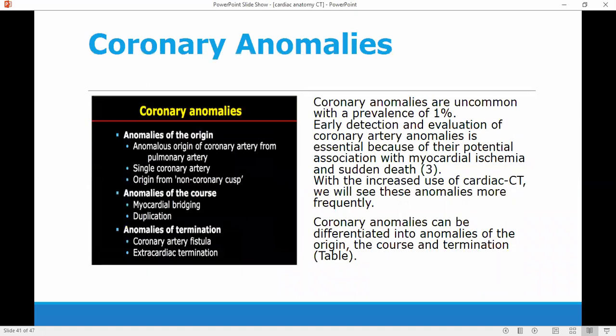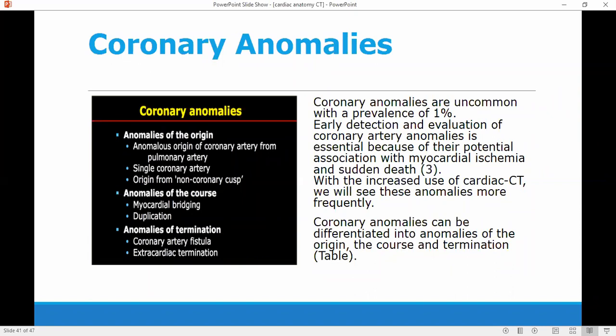Coronary anomalies are uncommon with a prevalence of 1%. Early detection and evaluation of coronary artery anomalies is essential because of their potential association with myocardial ischemia and sudden death. With the increased use of cardiac CT, we will see these anomalies more frequently.